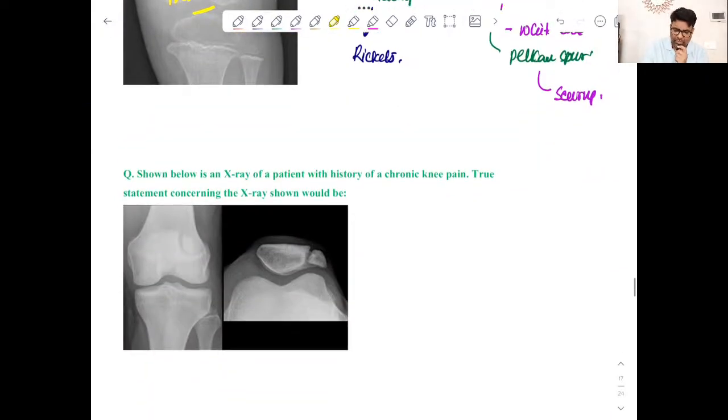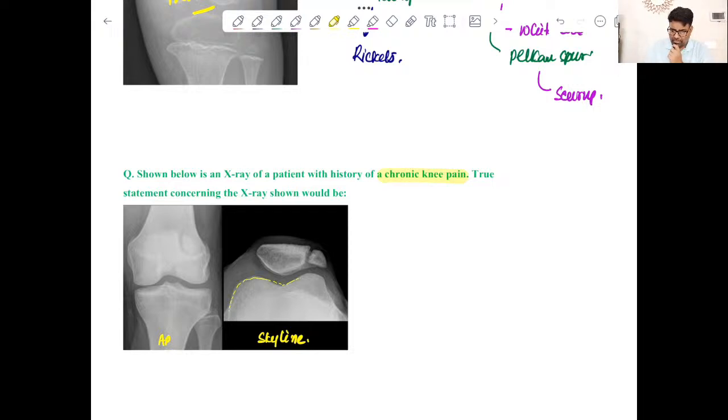Chalo, next question. A patient has chronic knee pain, and when you get the X-ray done, this was the finding. Any idea what this is? Now again, this is a rarely asked topic. This is the AP view and this is the skyline view. In a skyline view, we flex the knee to 90 degrees and take an axial view, right?